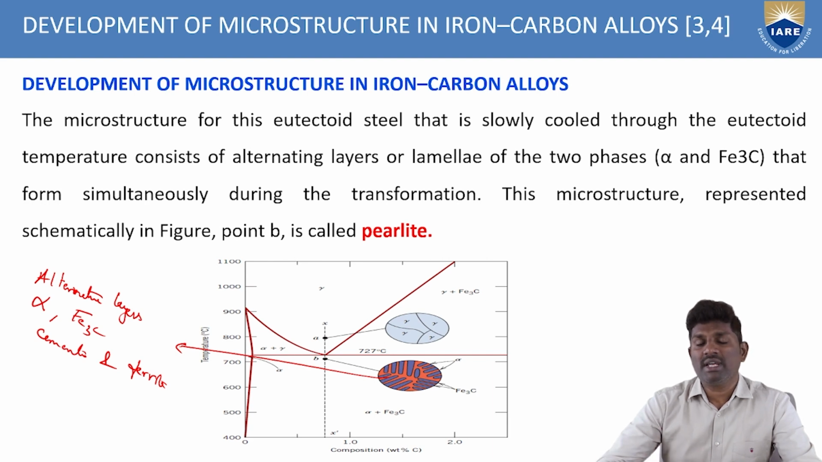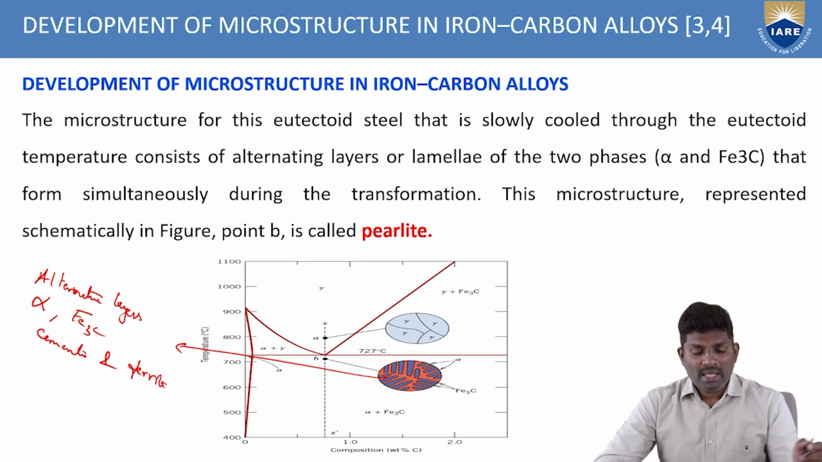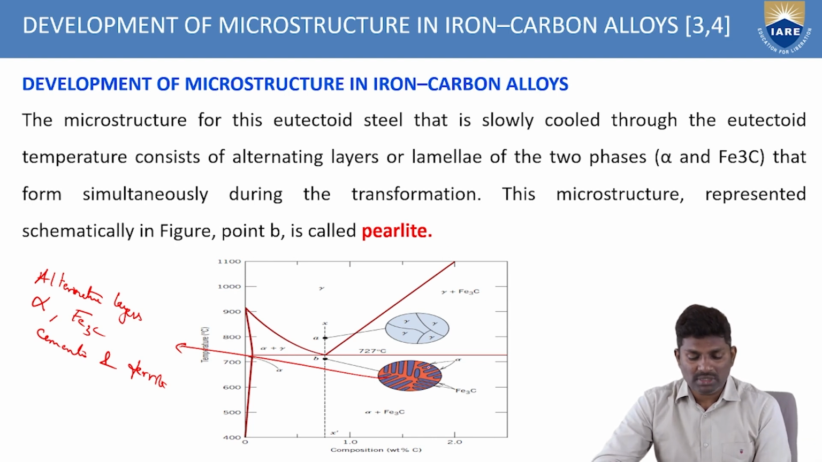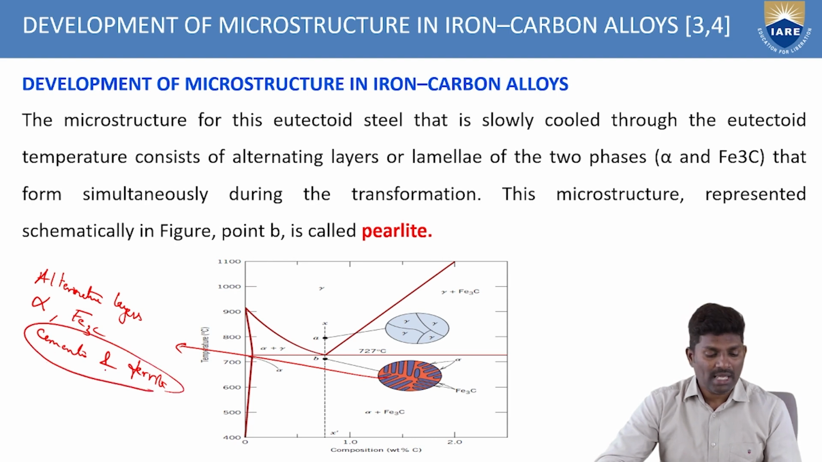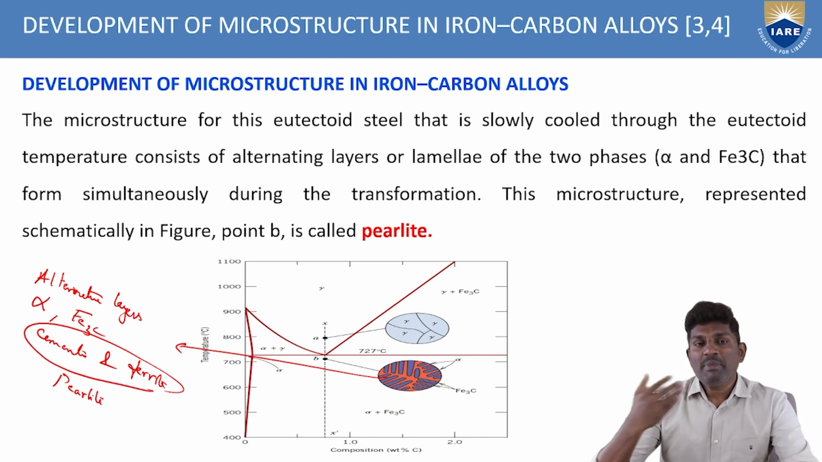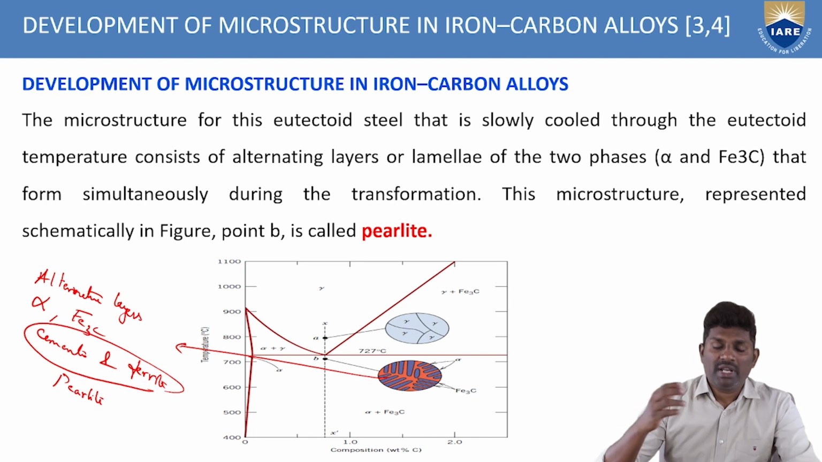So after crossing the eutectoid temperature, this austenite will be transforming into the cementite and ferrite, and this is called as a pearlite. The combination of both alpha as well as the Fe3C is called as a pearlite. So this refers to the pearlite. That means the development of the microstructure, initially it was the austenite, and this austenite after reaching up to eutectoid temperature, there is no transformation. So once it crosses that eutectoid temperature, this austenite is slowly transforming into a pearlite, which is a combination of the cementite as well as the ferrite.